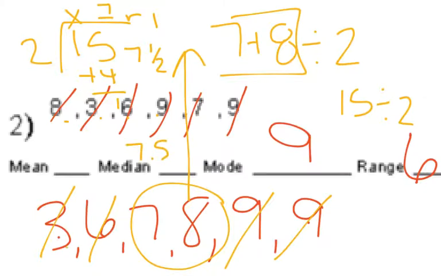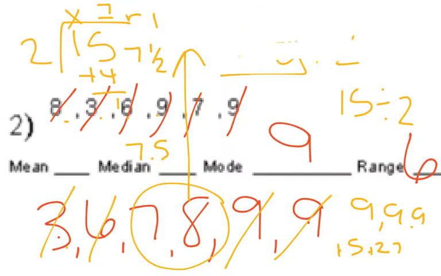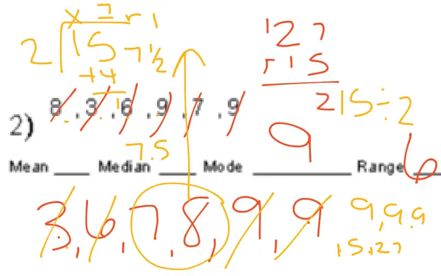Now I add up all these numbers. 3 plus 6 is 9. So basically I'm going to have 3 9s. And 7 plus 8 is 15. So 9 plus 9 plus 9 is 27. So 27 plus 15. I'm going to use some room up here. 27 plus 15. That's going to give me 12. That's going to be 4. And there's 6 numbers. So 42 divided by 6 equals 7. So 7's my mean.